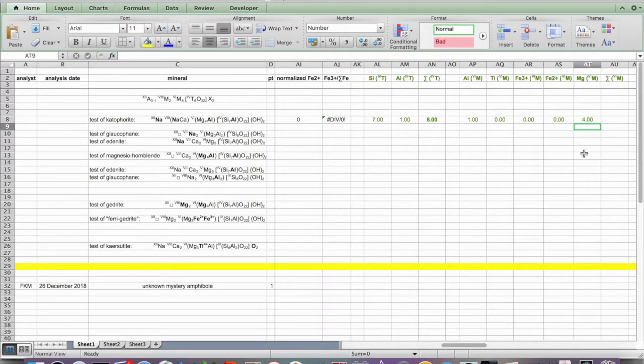And here we get our 4 magnesium, and indeed, if we look back at the original end-member formula for CaTO4 right here, we see we do indeed have the 4 magnesiums.